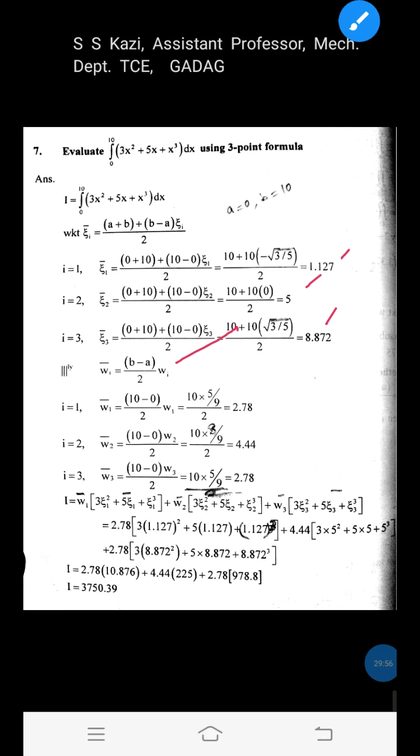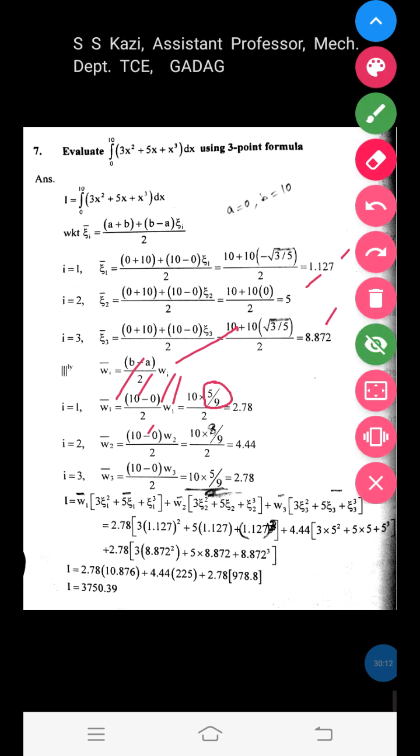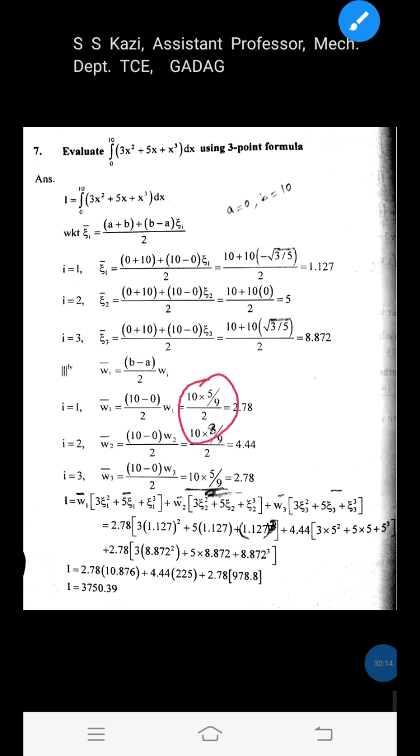Next, wi bar is equal to (b minus a) by 2 into wi. W1 bar, b is equal to 10, a is equal to 0. You substitute and divide by 2 into W1. What is W1 for the 3-point method? It is 5 by 9. You substitute 5 by 9 here, and we will get 2.78. W1 bar we got 2.78.